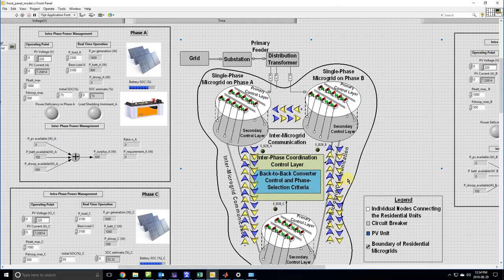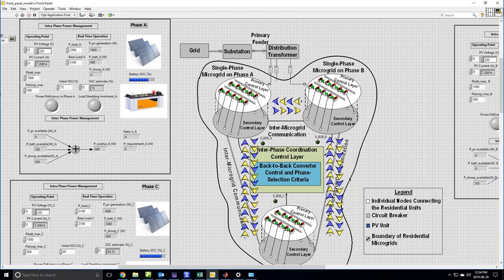Alright, so this is the overall layout for the front panel of the LabVIEW implementation for the intra and interface power management strategies for our work. This is a representation of the three phases, each of which are residential microgrids in their own capacity. So here we have phase A, here we have phase B, and here we have phase C.